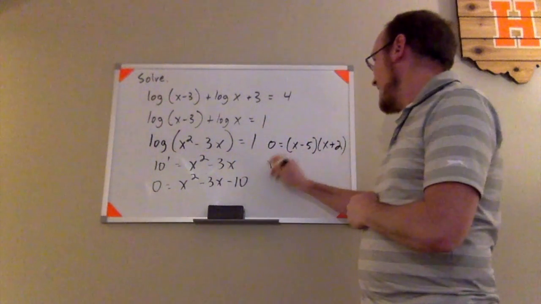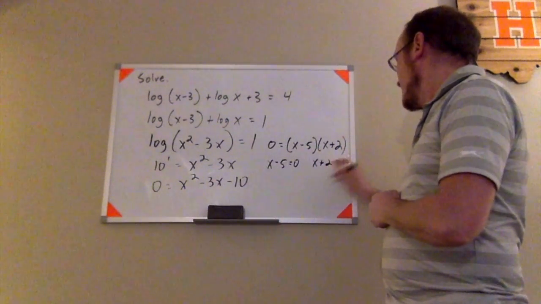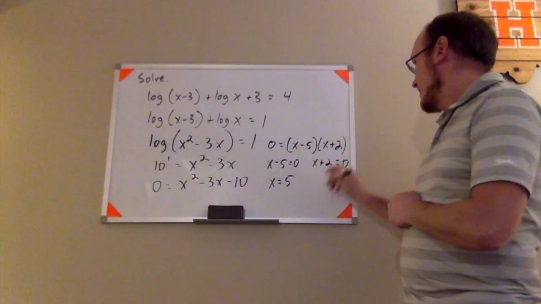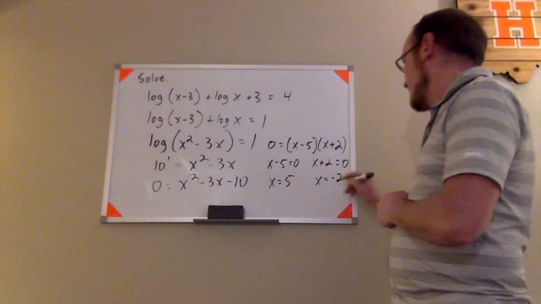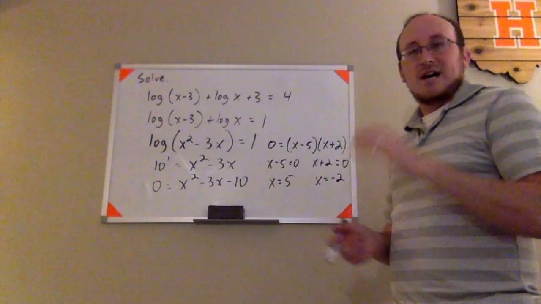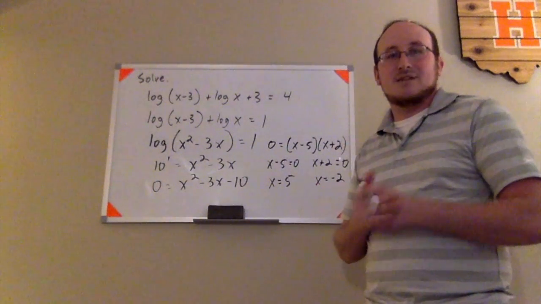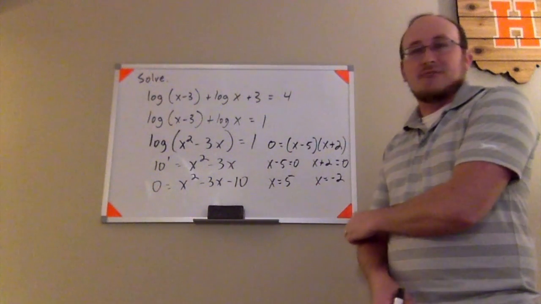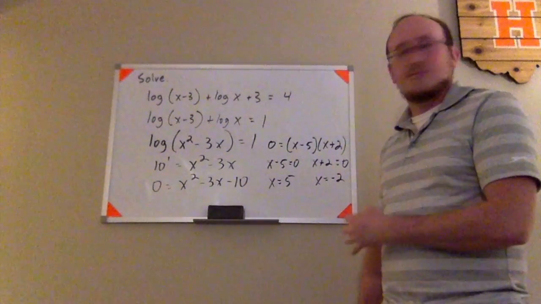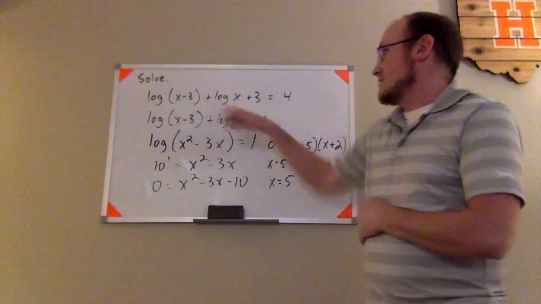Setting each of those factors equal to 0, I get x equals 5 from one factor, and x equals negative 2 from the other factor. So it looks like I have two solutions. However, one of these is extraneous. It's not actually a solution. It does not satisfy the original equation. Remember what we talked about before. X had to be greater than 3 or else this logarithm would be undefined.